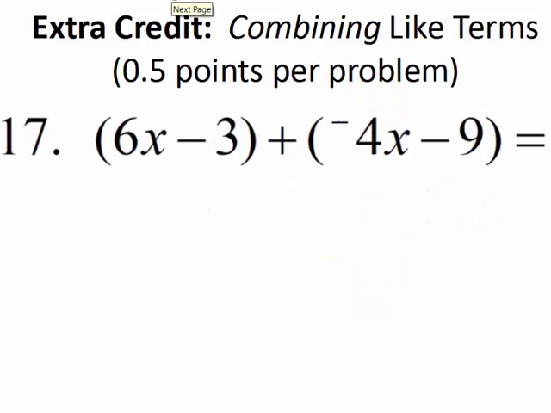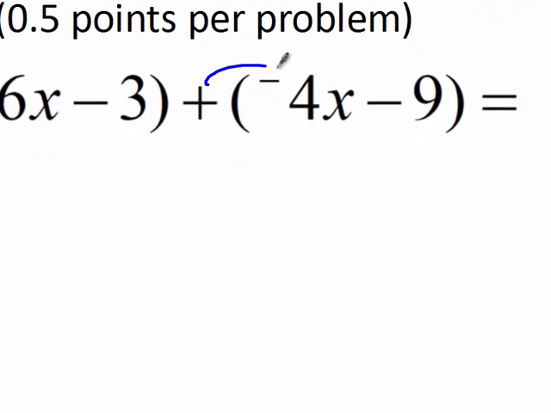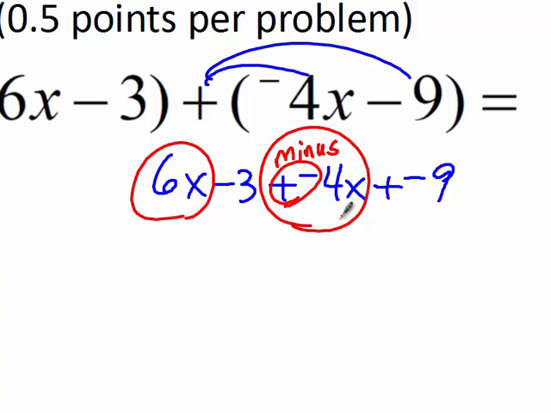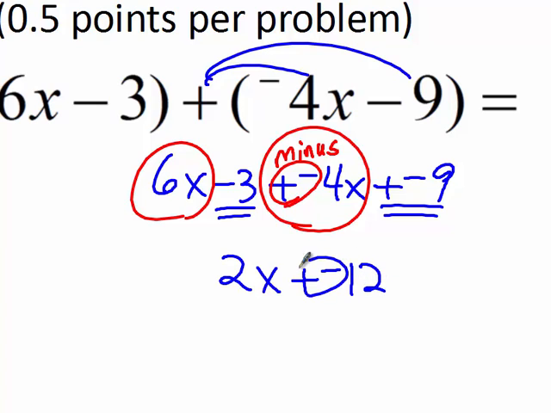Number 17. We have the quantity 6x minus 3 plus negative 4x minus 9. Rewriting, we have 6x minus 3 plus a negative 4x plus a negative 9. We can say that this is 6x minus 4x, and 6x minus 4x is 2x. And we can say that negative 3 plus negative 9 is negative 12. But that's the same thing as minus, so we can say that this is 2x minus 12.